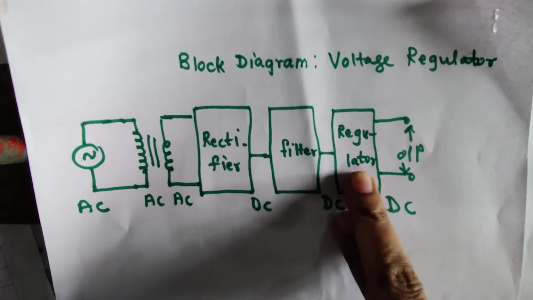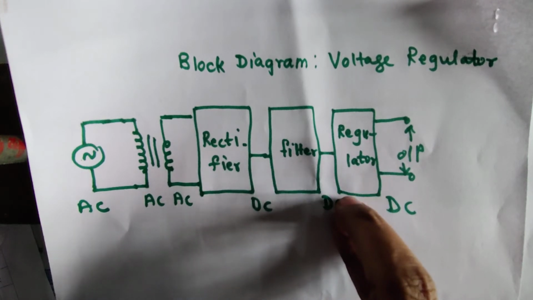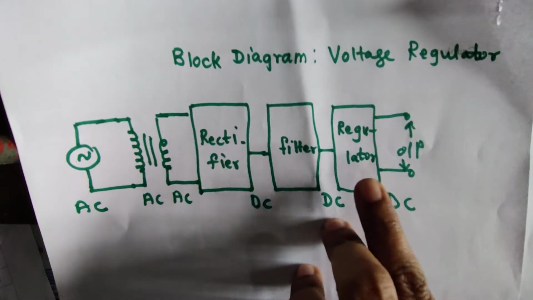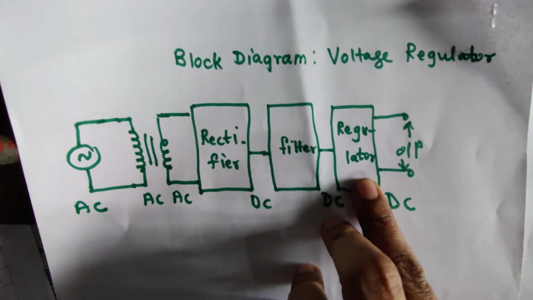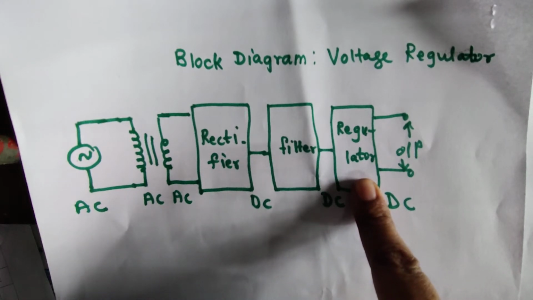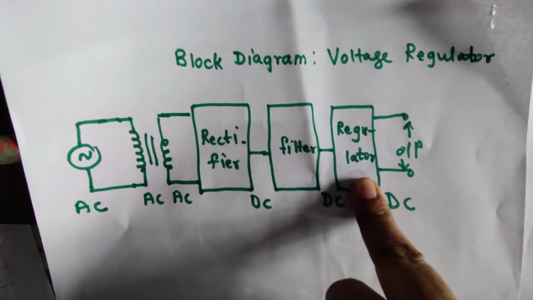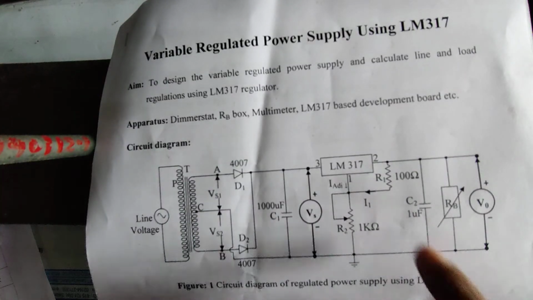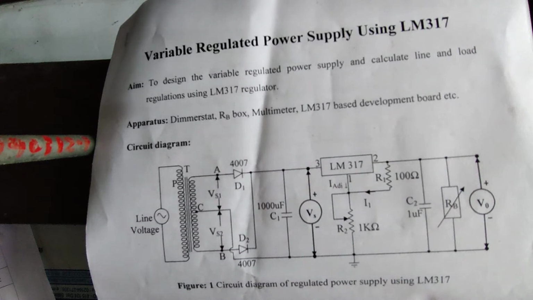Again, here it is a regulator. The regulator circuit will keep the output constant. Okay, so how does this regulator keep the output constant, and what are the factors which may vary during the practical? Those factors we will be seeing while demonstrating the practical. After that we will come to the actual diagram of the power supply using LM317.